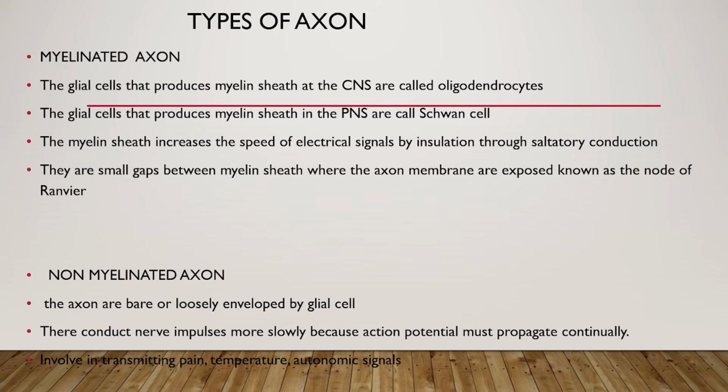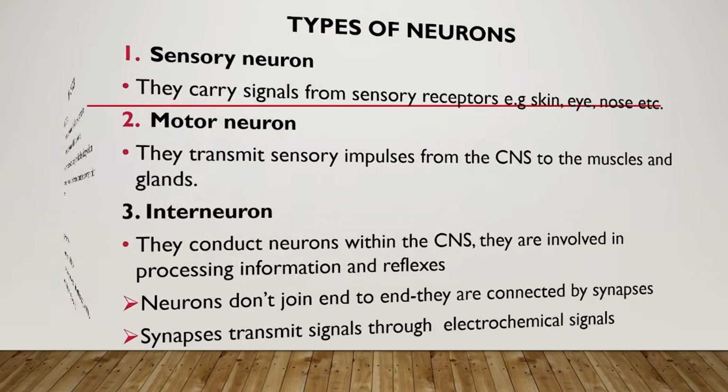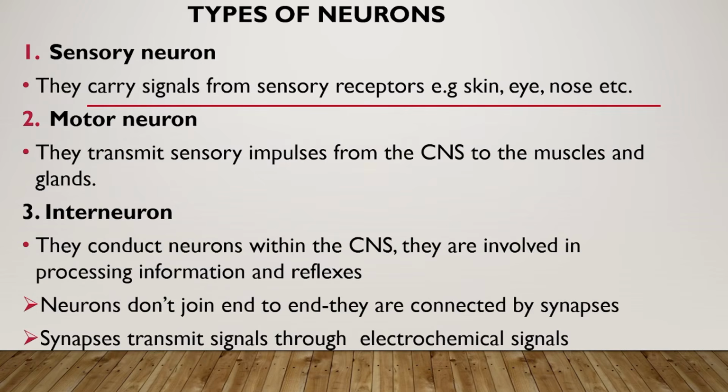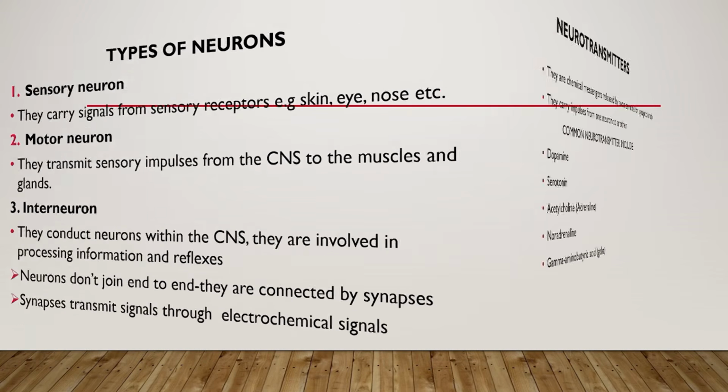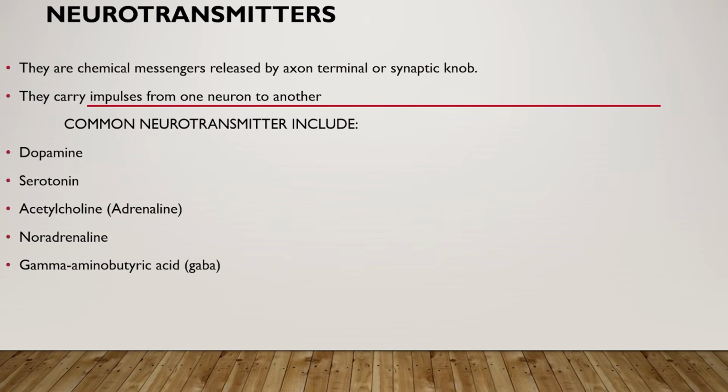Then the non-myelinated axons are axons that are loosely enveloped by glial cells or neuroglia. They conduct nerve impulses more slowly because the action potential must propagate continuously. All right, so we have talked about the types of neurons. We don't need to talk about them in detail again. So let's look at the neurotransmitters.